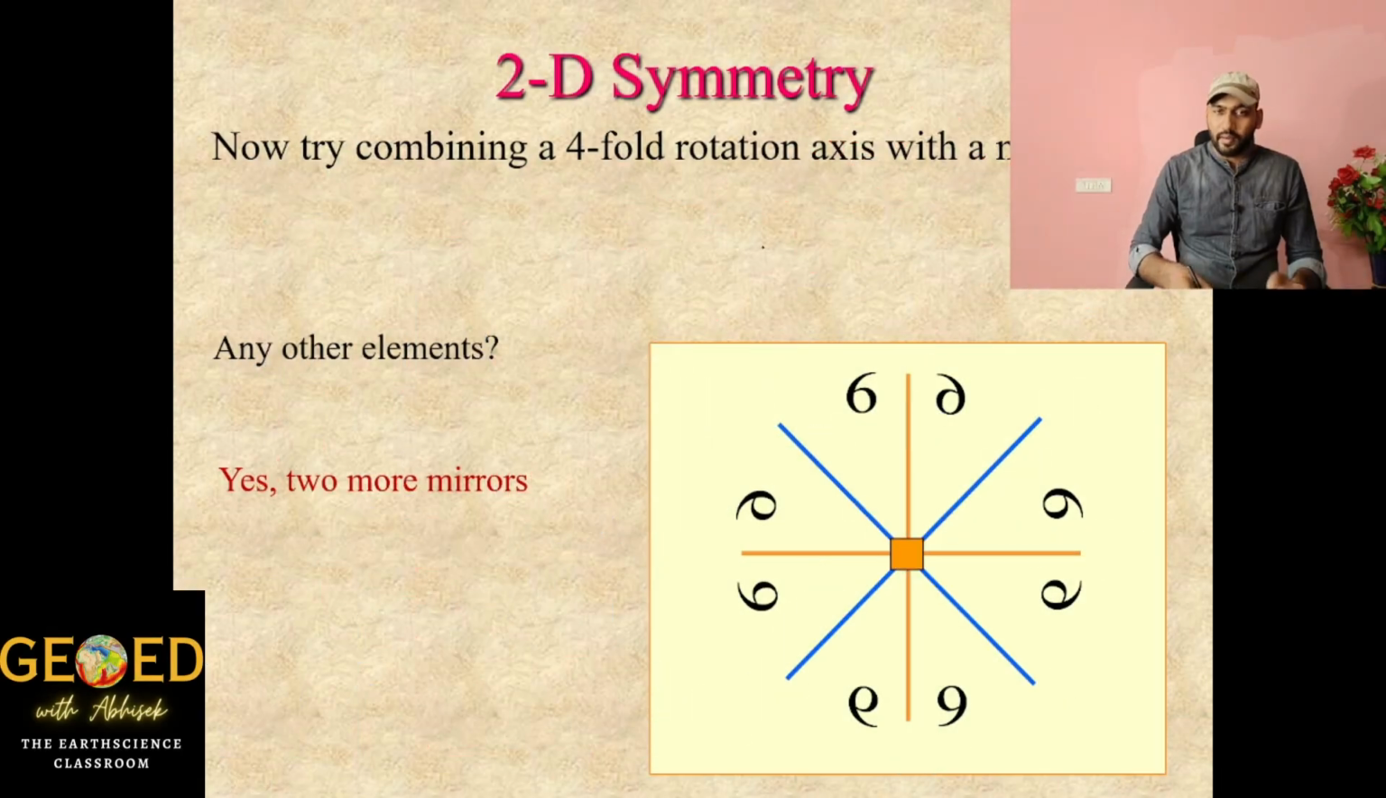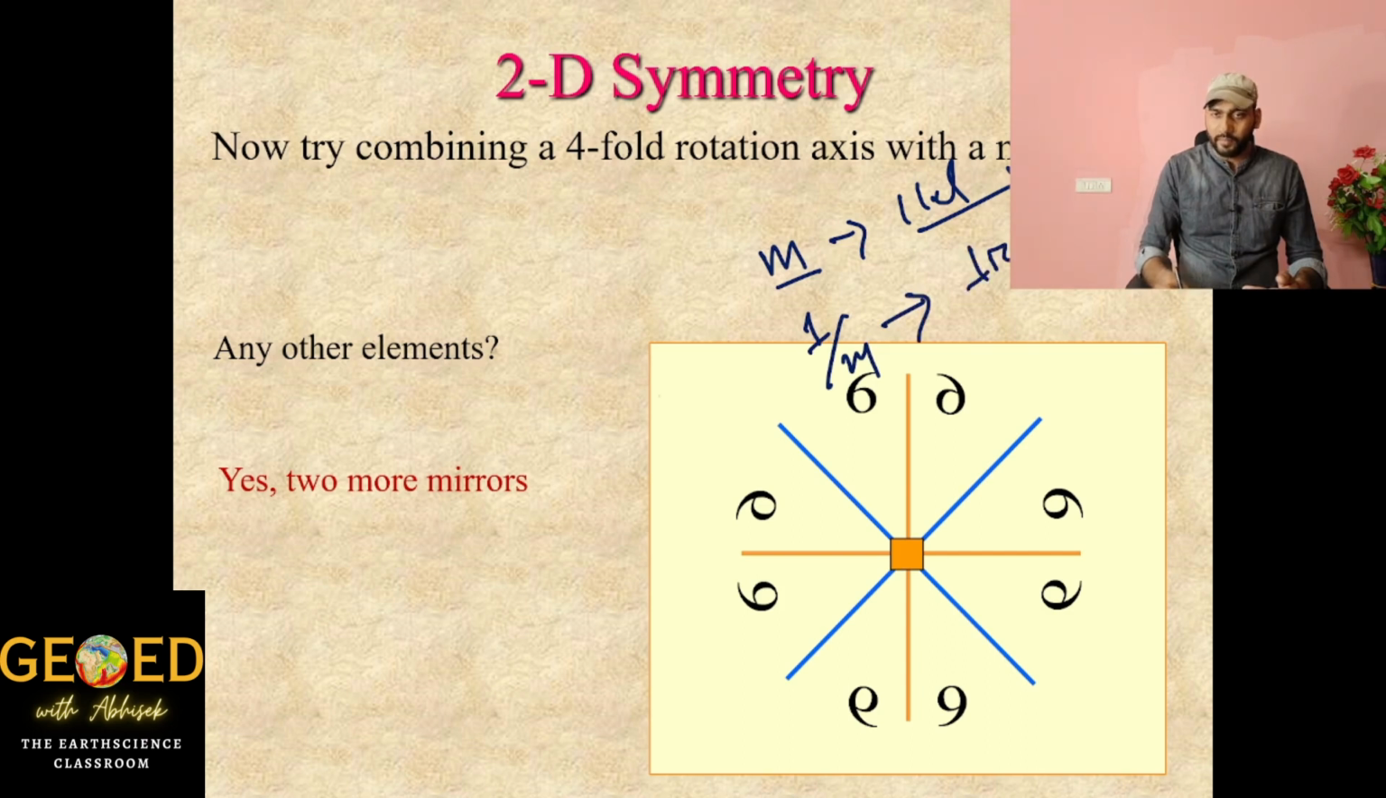People always say, and in most of the books it is also mentioned, that M is a parallel mirror. If you see the crystallography 32 classes, there we have either M or 1 by M. People used to say M is a parallel mirror and 1 by M is a perpendicular mirror. It is not true. M is always a perpendicular mirror.